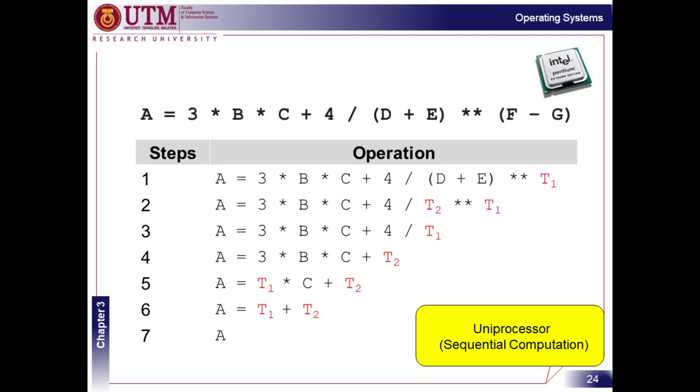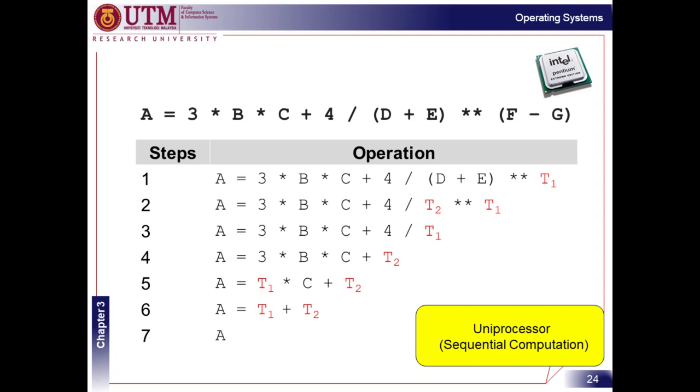The main point of this slide is to illustrate that a uniprocessor system can only perform one operation at a time, and that it has to follow a sequential order of computation. This means that the system has to wait for each operation to finish before moving on to the next one.